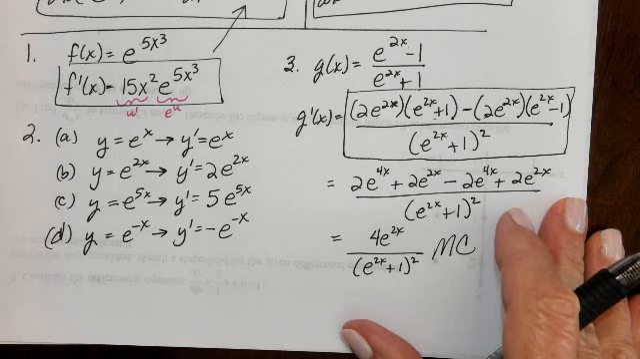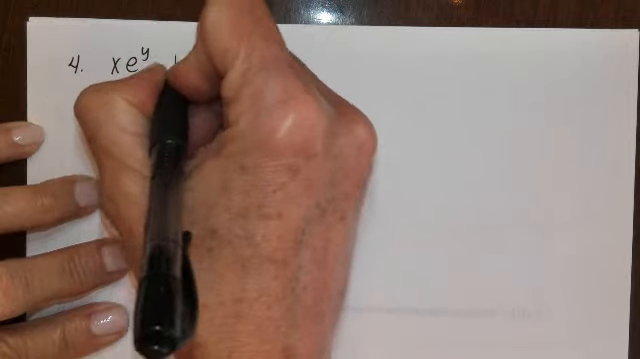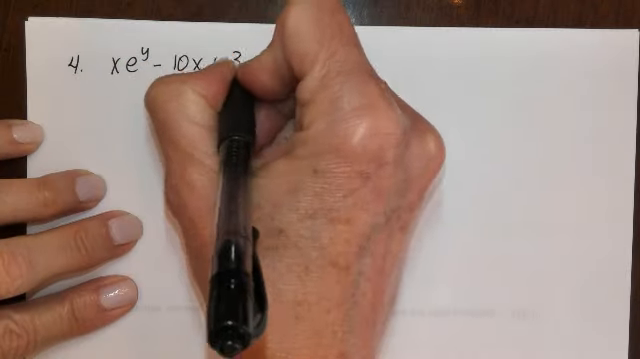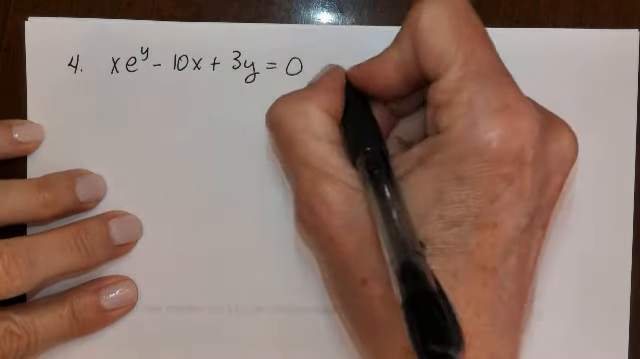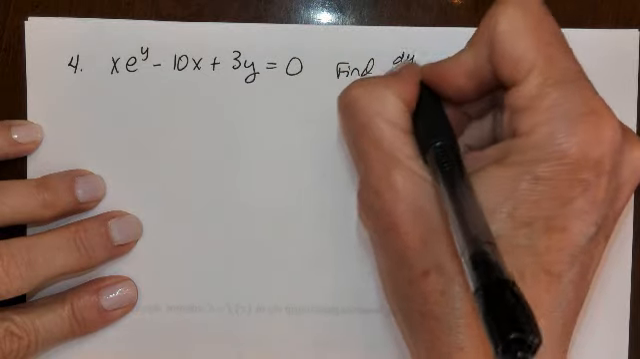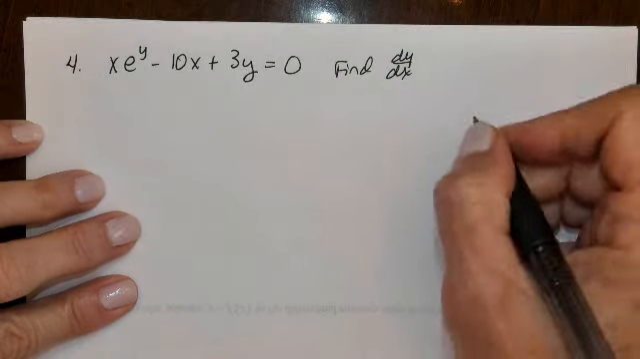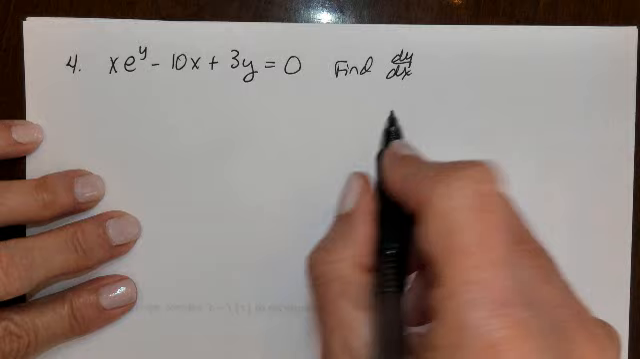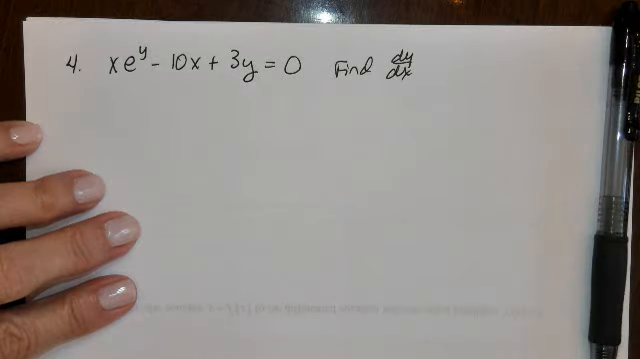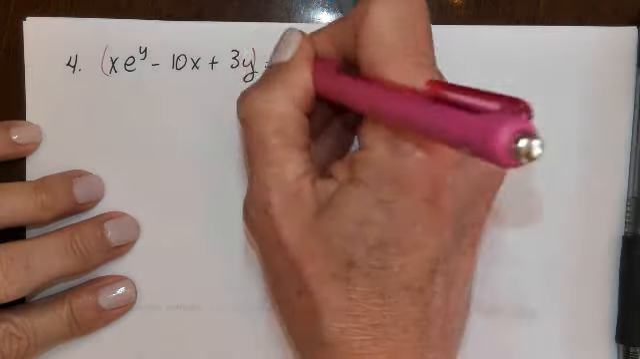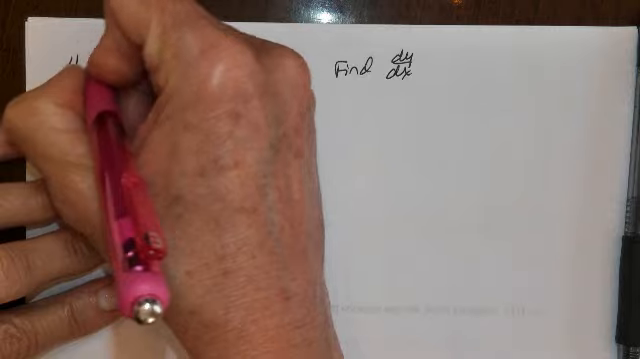Okay. Just a couple more examples. Number 4. Okay, let's say that we have this equation and we want to find dy dx. So hard to solve for y, so we're going to use implicit differentiation. So I'm going to take both sides, take the derivative with respect to x.